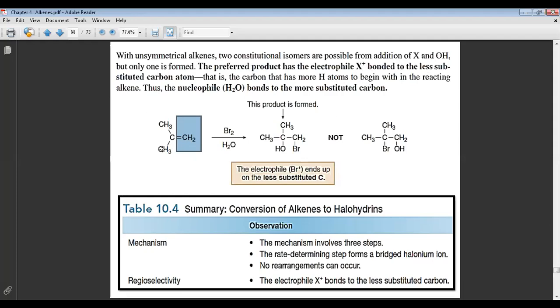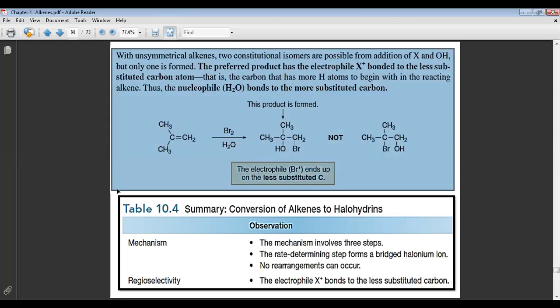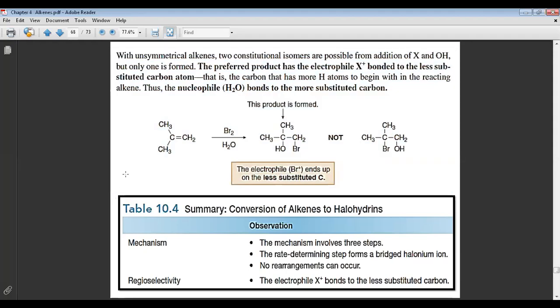That means be careful about this. This is also an important note, so be careful about that. It is exactly like the Markovnikov rule. The positive part will be added to the less substituted carbon. Here, the electrophile, or the positive part, will be added to the less substituted alkene carbon.